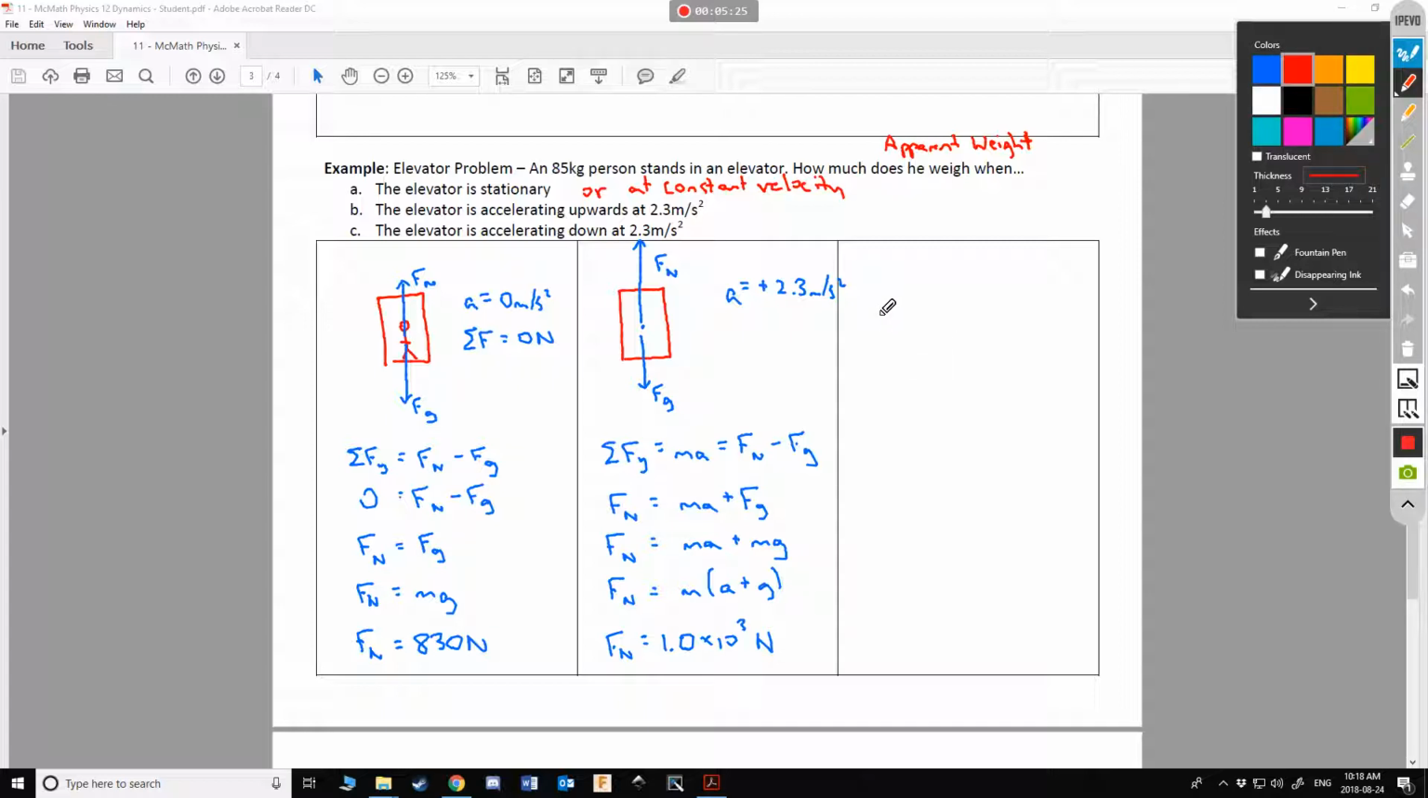Lastly, what happens when we're accelerating downwards? From the previous one, we saw we added the acceleration of gravity. I'm going to make a guess, we're probably going to be subtracting. So in this case, a is equal to negative 2.3 meters per second squared, or we think of it as a is 2.3 meters per second squared down. Fg is still the same. The force of gravity didn't change, so notice how I'm drawing my force of gravity vector the same length each time. However, in this case, our normal force must be getting smaller.